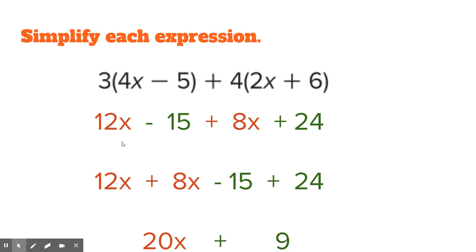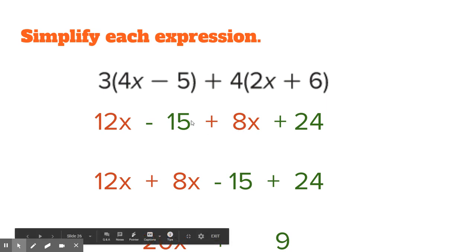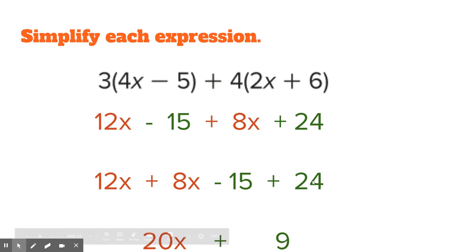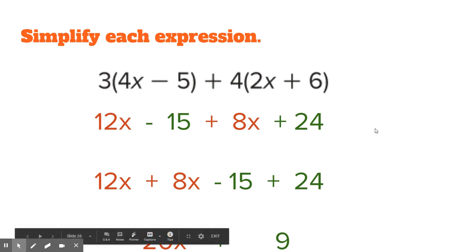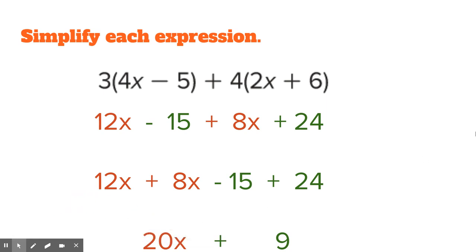12x plus 8x would be 20x. Negative 15 plus 24 would be plus 9. I wish I could figure out how to get that moved. Since I can't, there you go.